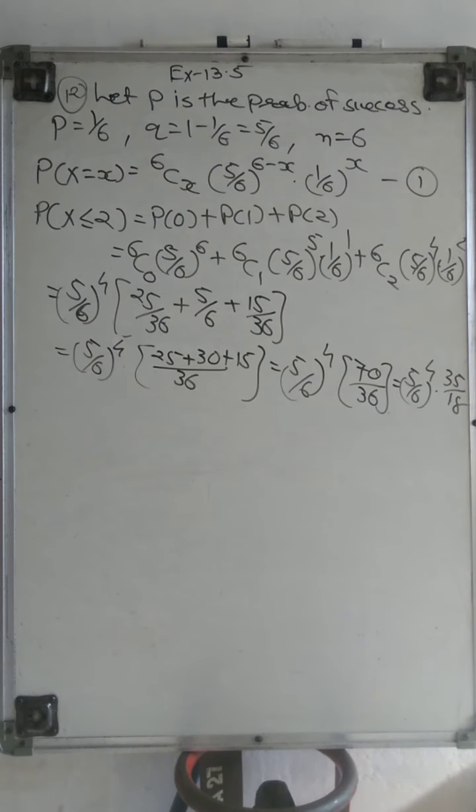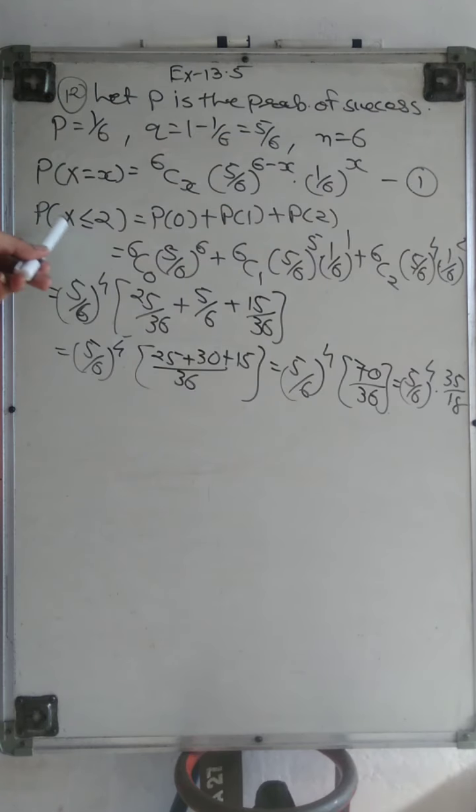Next, our sum is: find the probability of throwing at most 2 sixes in 6 throws of a single die. Right? This is the same kind of sum just like 11. Let P be the probability of success. P equal to 1 by 6 and Q equal to 1 minus 1 by 6, which is 5 by 6, and N equal to 6. Now P(X equal to x) is 6Cx (5 by 6) raised to 6 minus x and (1 by 6) raised to x. This is our first result.